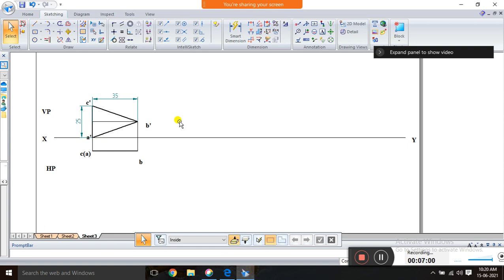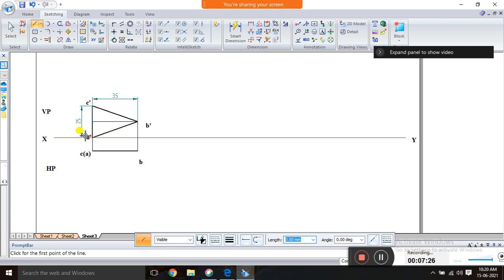So VP inclination is second position. But here in the problem they are not given VP inclination. Instead of VP inclination they directly give the front view, means it looks like this. Okay, so you have to construct. So in the second position, this isosceles triangle is tilted in such a way that it looks exactly like an equilateral triangle.